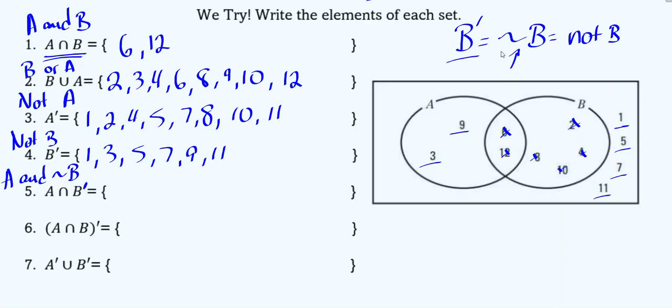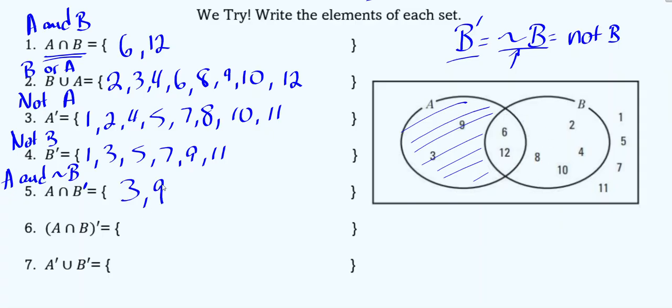Not B. So we want to know stuff that's in A and it's not in B. So it's got to be in A. It has to be something that is in this circle, but we don't want to include the stuff that's in B. So we're going to eliminate the 6 and the 12. It's just 3 and 9. Those are in A and they're not in B.